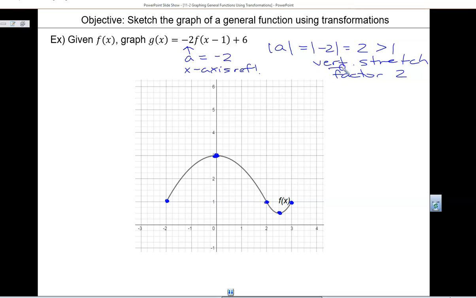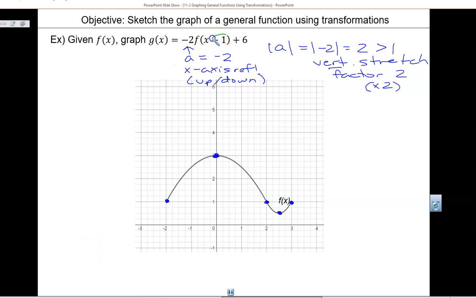So vertical distances go to the x-axis. They're up-down, and we take them and multiply them by 2 for our stretch. And the x-axis reflection is an up-down reflection. So what's above moves below, and what's below moves above. So that takes some practice to keep straight for some people.